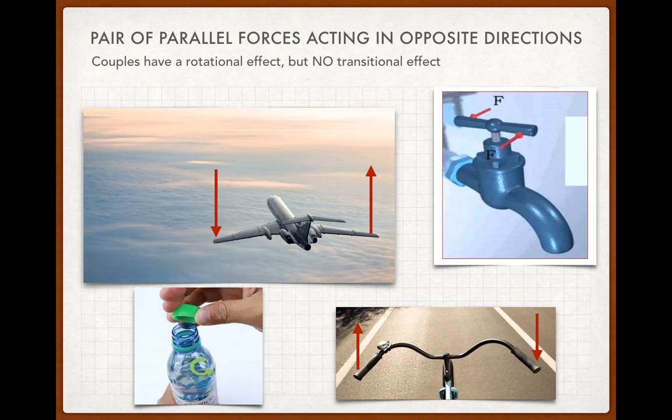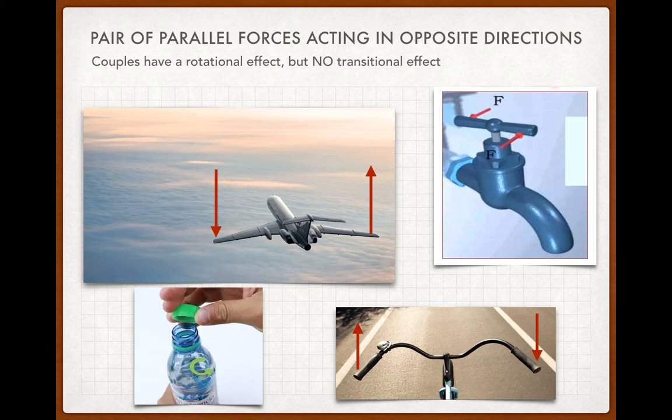And what effect that will have is the couple will cause rotation, but it won't cause a linear acceleration. So in the case of a plane, the plane will rotate anti-clockwise, where the axis of rotation is probably going right through the center of the plane. So the plane just rotates, but it won't accelerate up or down as a result of either of those forces, because the linear or translational effect of those equals zero.